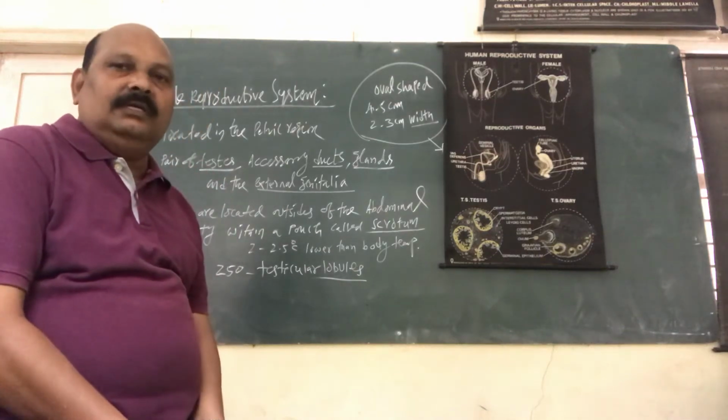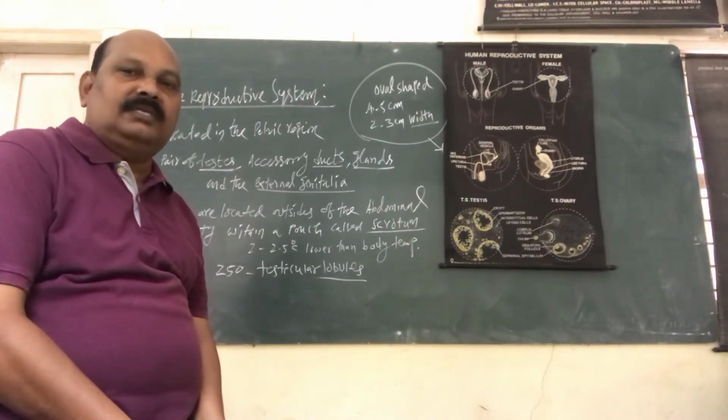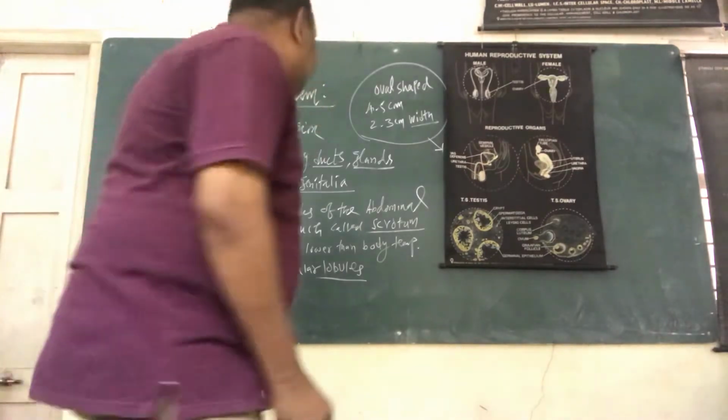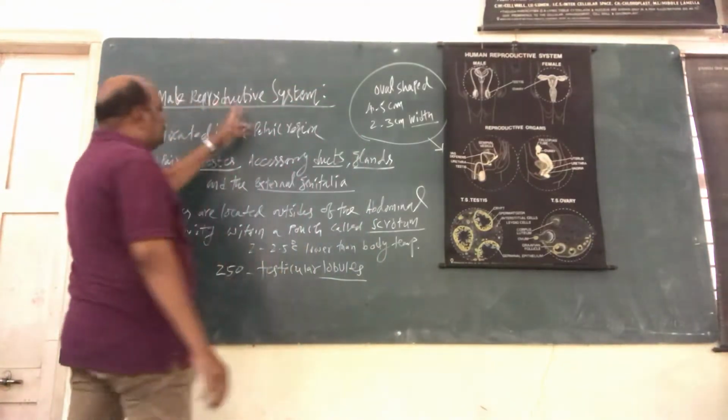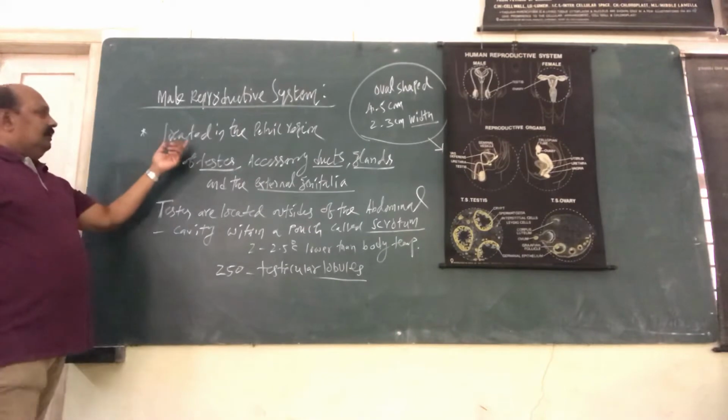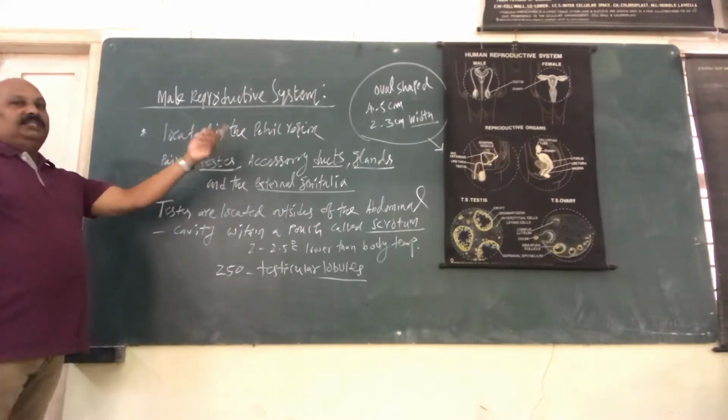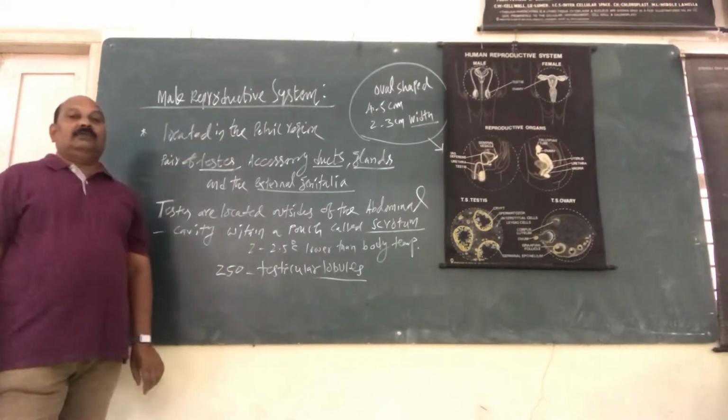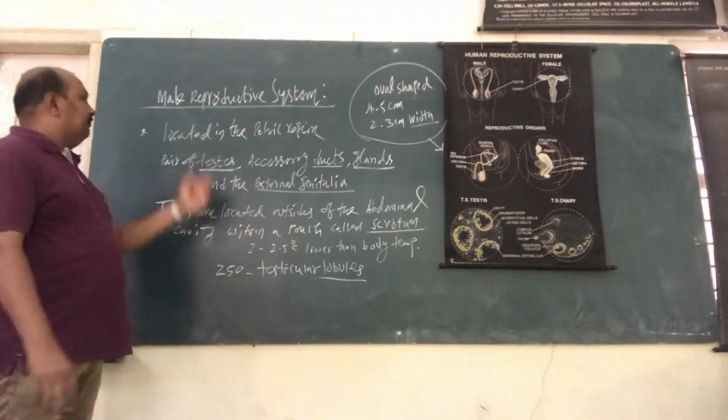We will discuss the human male reproductive system in this video. Right. Human male reproductive system. It is located in the pelvic region. The complete reproductive system of the male is located in the pelvic region.